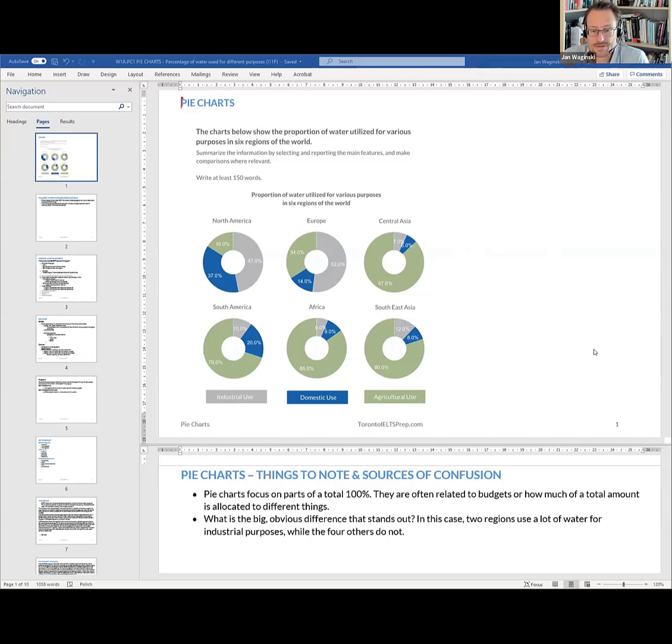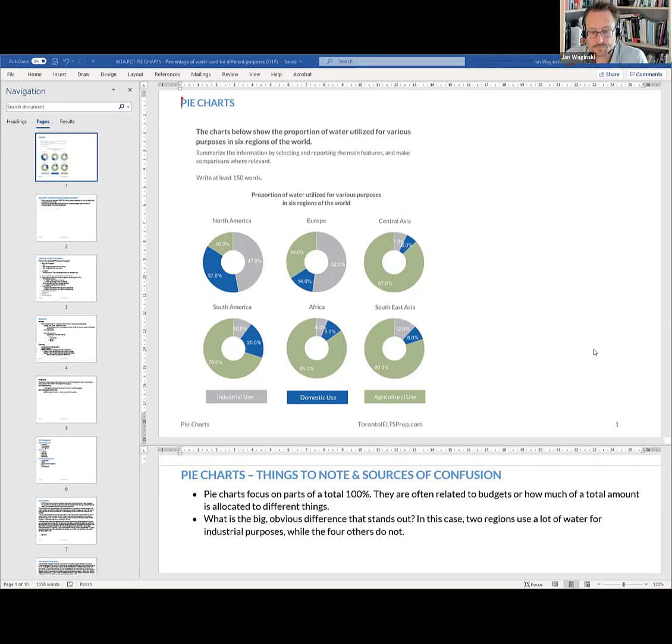So just from looking at this very briefly, without even caring too much about the numbers, what's the big obvious difference that stands out? Industrial use and agriculture use. Yeah, those are the big differences. So do you see an easy way to group this into maybe 2 groups? Yes, North America and Europe and others.